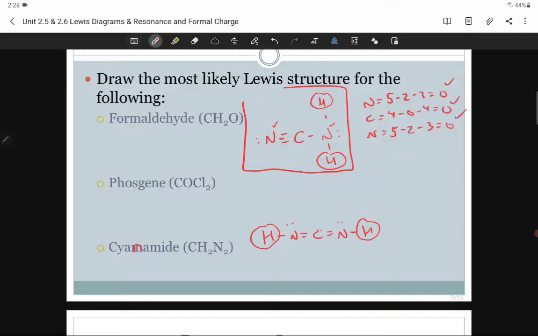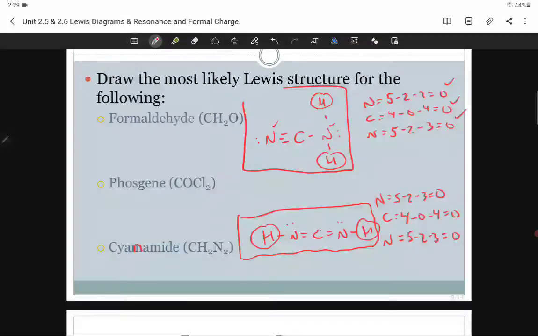But we'll check out this one too. Remember I said don't bother with hydrogens because they're always going to give you the exact same value. So this first nitrogen on the left side, 5 minus 2 minus 3. Oh, we like 0. We like 0. Carbon, 4 minus 0 minus 4. Oh, this is looking really nice here too. Nitrogen, we got 5 minus 2 minus 3. Guess what? They both are winners.